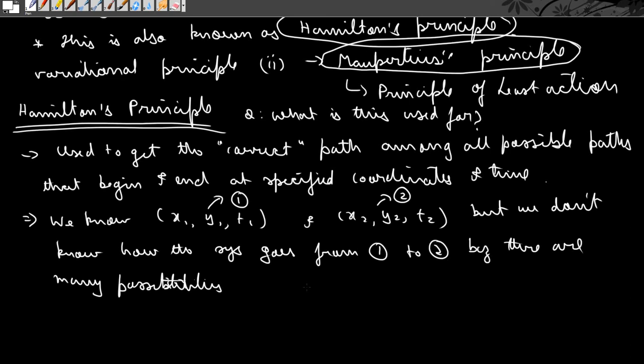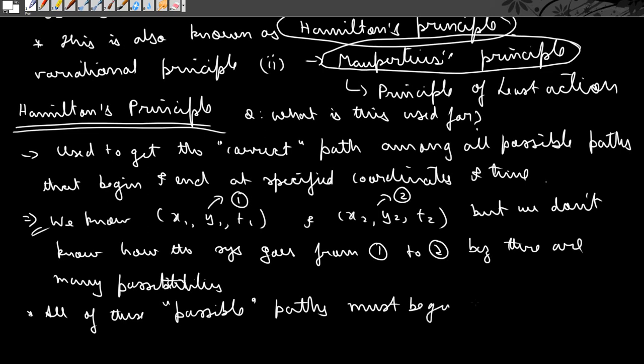But note that all of these paths, which we call the possible paths, should begin at point 1 and end at point 2. That is the meaning of this statement. So all of these possible paths must begin at 1 and end at 2.